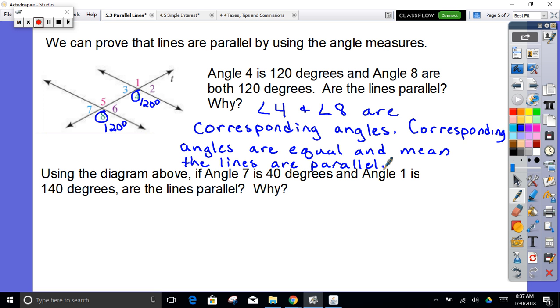I'm not going to make you do that. It will all be like matching, true, false kind of stuff, so you won't have to pull the names up out of the air. All right, using the diagram above, same one.